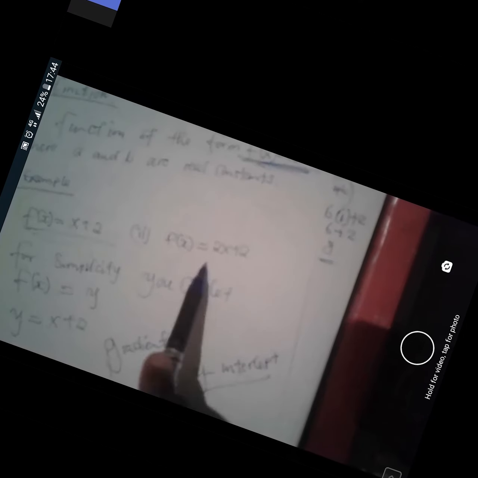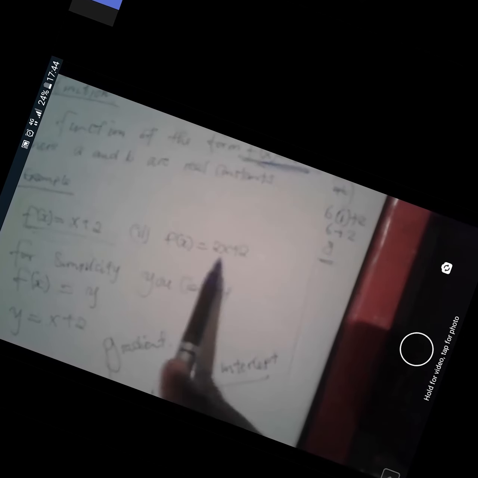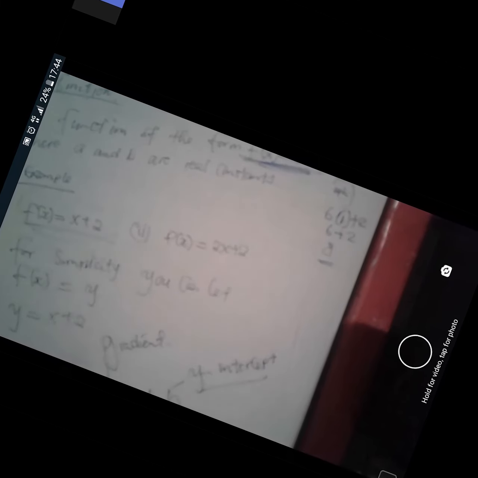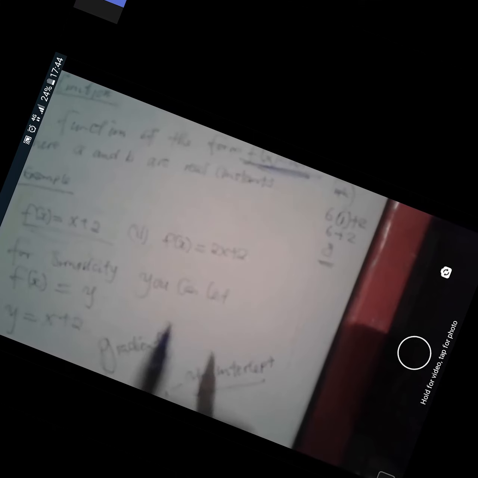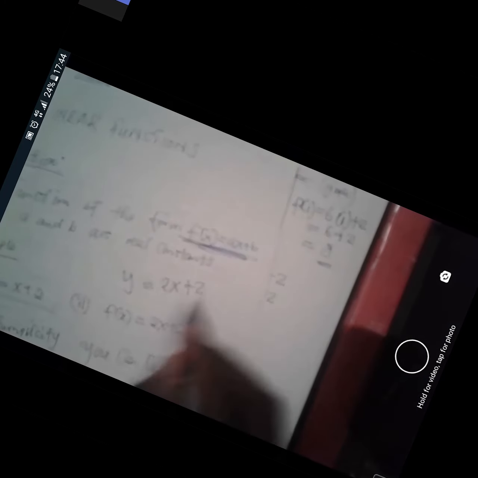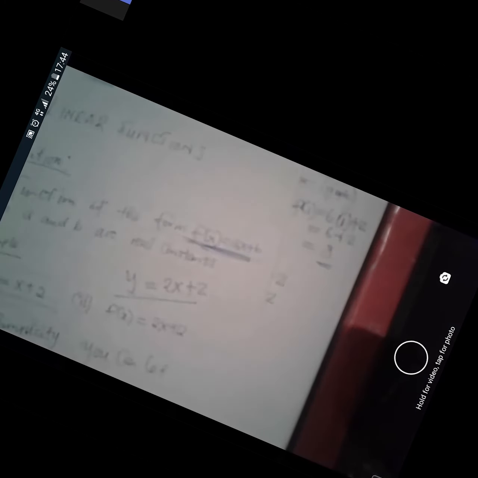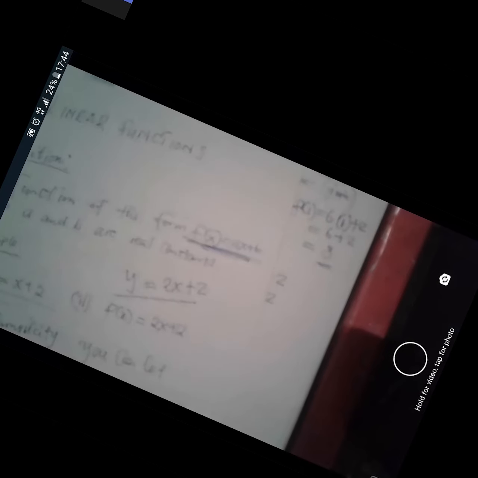So that's what you need to know. When it is written in this form, that's a linear function. We have two examples here: f of x is equal to 2x plus 2, and f of x is equal to x plus 2. So don't be confused when you see something like y is equal to 2x plus 2. We're still talking about one and the same thing. The only difference is that here the f of x has been replaced by y.